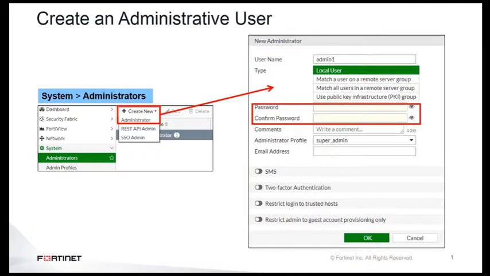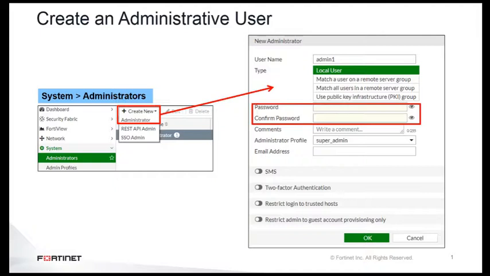Begin by creating separate accounts for other administrators. For security and tracking purposes, it is a best practice for each administrator to have their own account. In the Create New drop-down list, you can select either Administrator or REST API Admin. Typically, you will select Administrator and then assign an administrator profile, which specifies that user's administrative permissions. You could select REST API Admin to add an administrative user who would use a custom application to access FortiGate with a REST API.